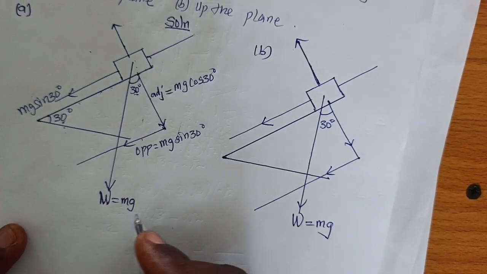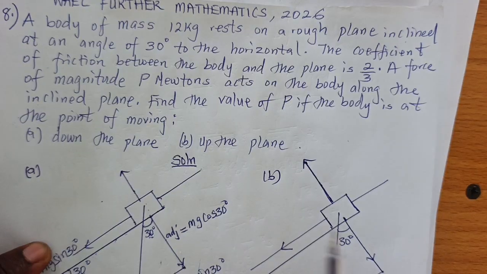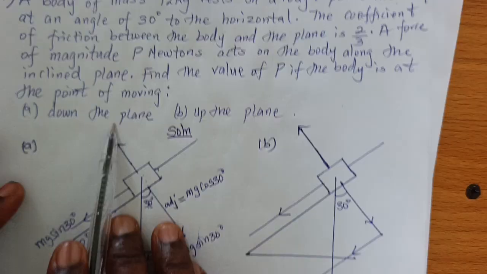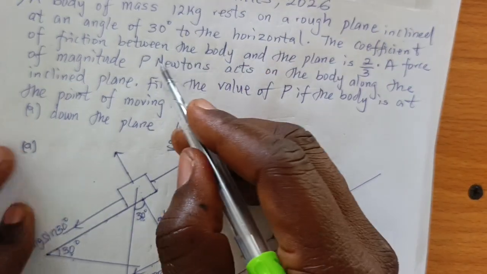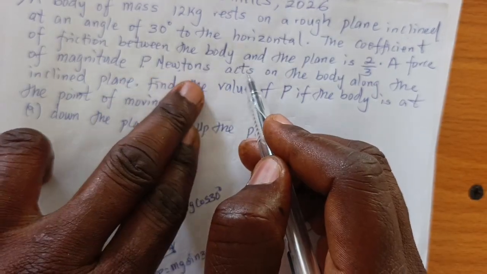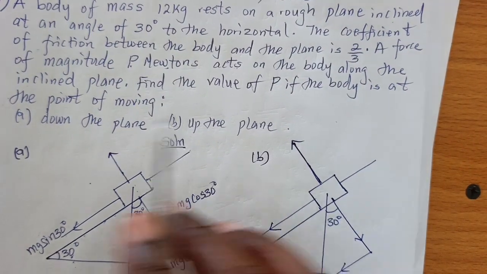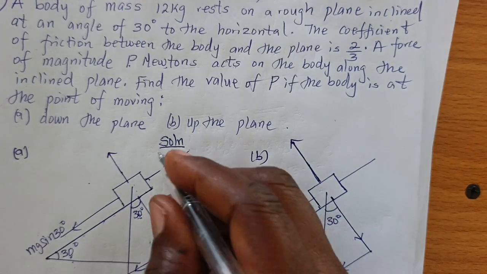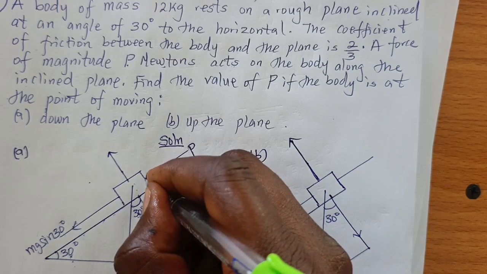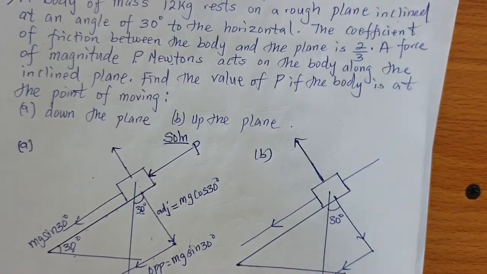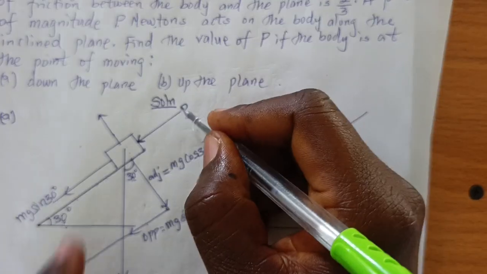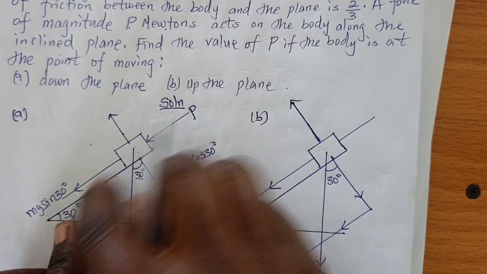Now the first condition we are given: if the body is at the point of moving down the plane, what will happen? Don't forget we have a force of magnitude P newtons acting on the body. If the body is at the point of moving down the plane, the force P applied here will be acting in the direction of the motion of the body.